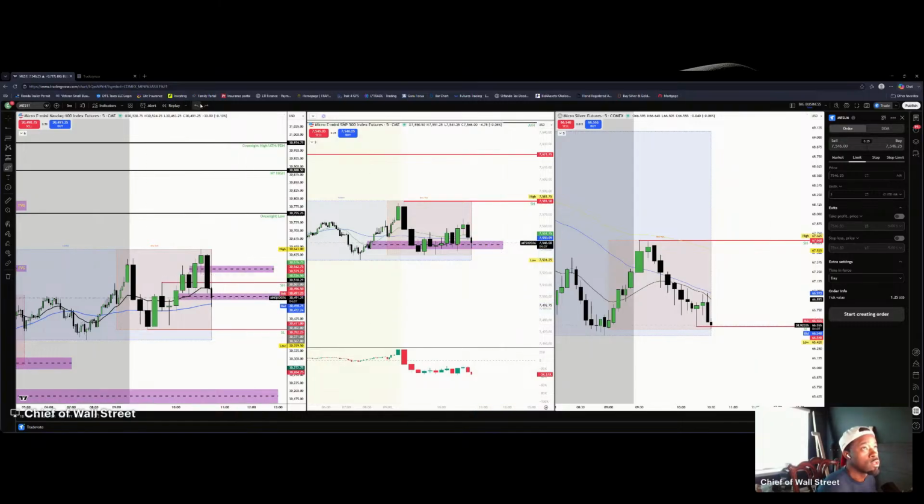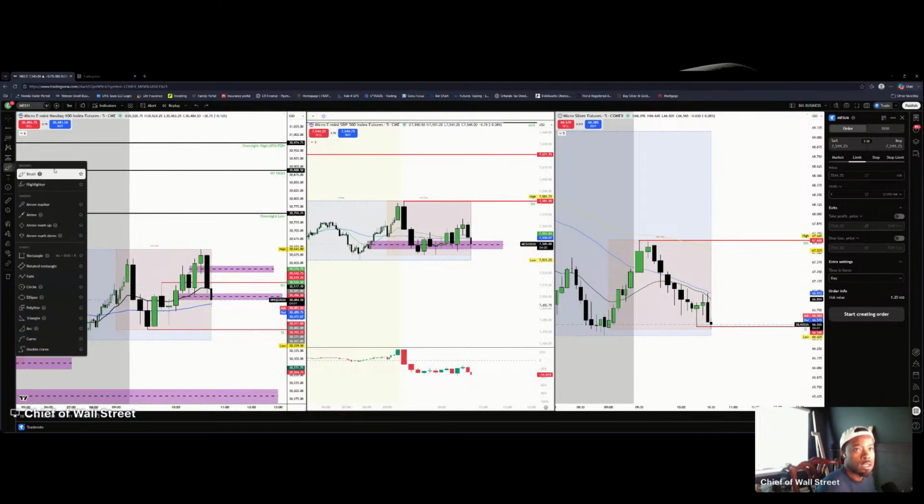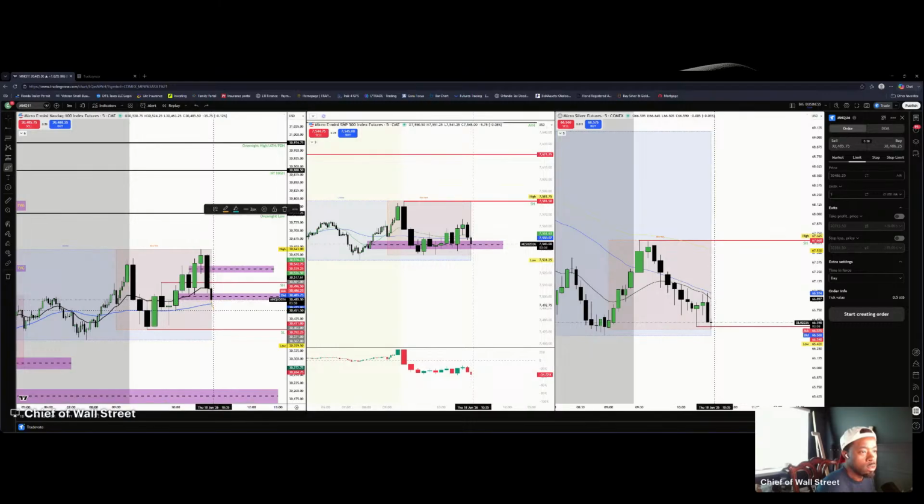And MNQ gonna do something similar, just at a different point on the chart. MNQ may do something like this, right? We're gonna push down, bum, come here, come up like over here somewhere, and then zoop, like that.